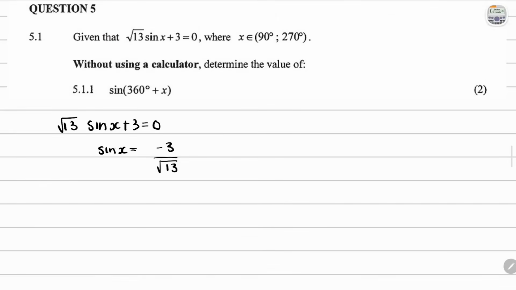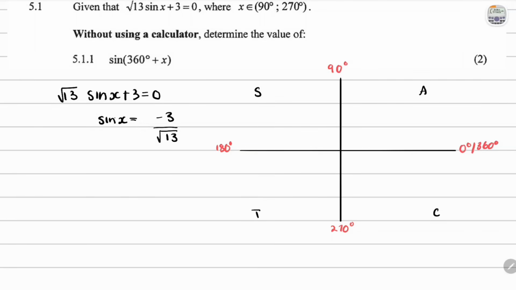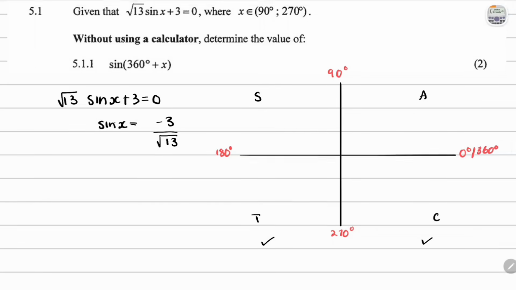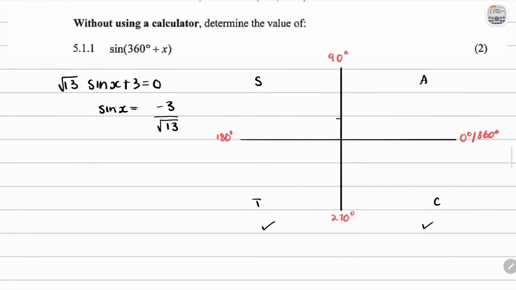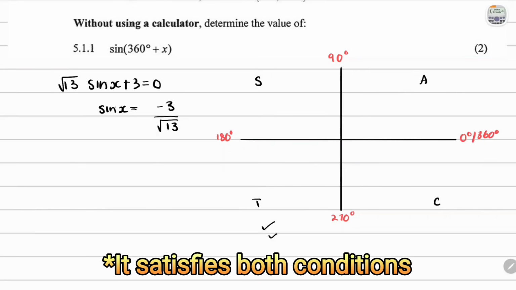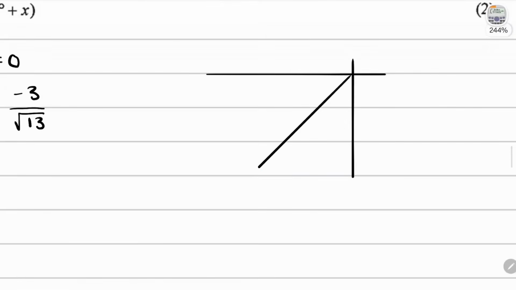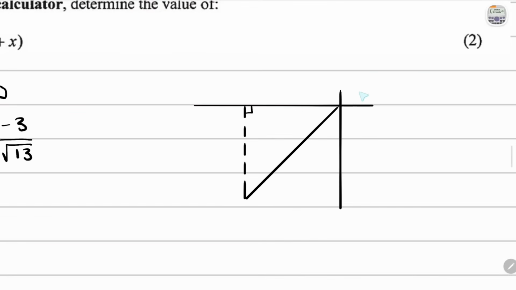And we have also been told that it goes from 90 degrees to 270 degrees. Now, we know that looking at the CAST diagram, sine is negative in the third and the fourth quadrant. But they tell us that it goes from 90 degrees to 270 degrees, meaning that's the second and the third quadrant. So this diagram lies in the third quadrant. Okay, this is going to be a vertical line going to the x-axis, and it is perpendicular to the x-axis. And the angle x would be measured from here at 0 degrees all the way to that line.